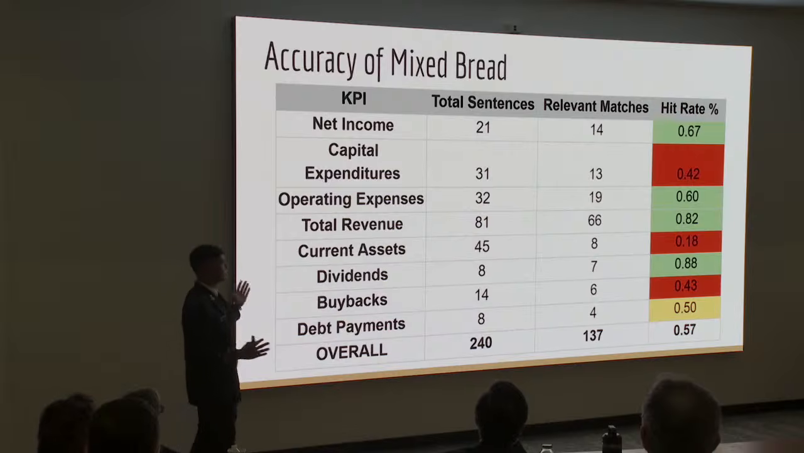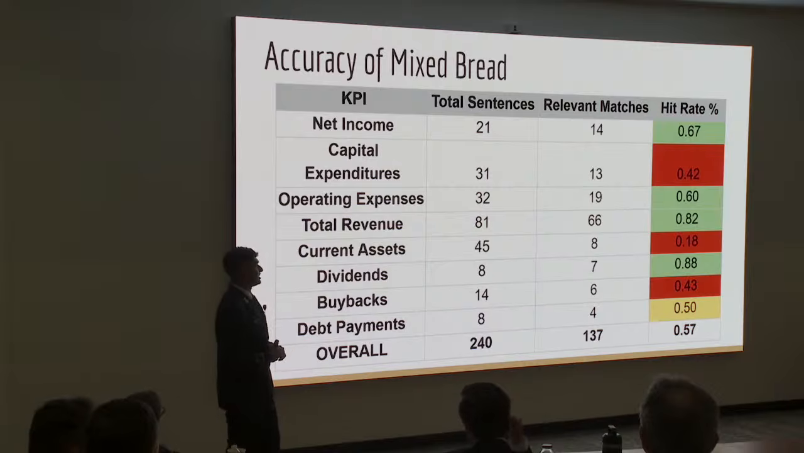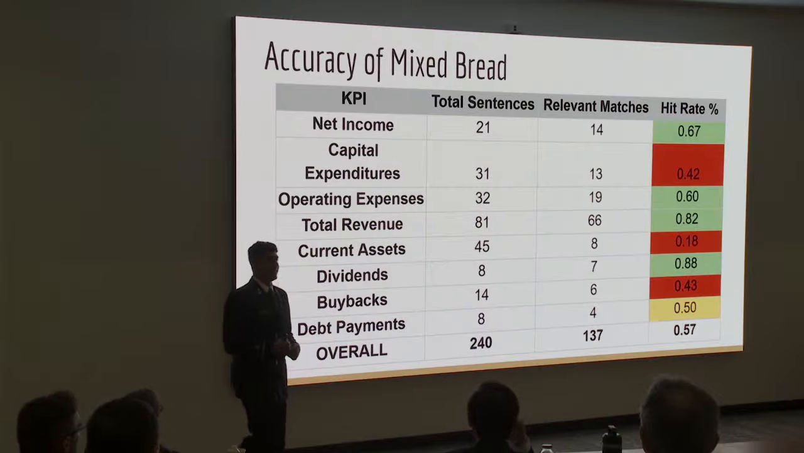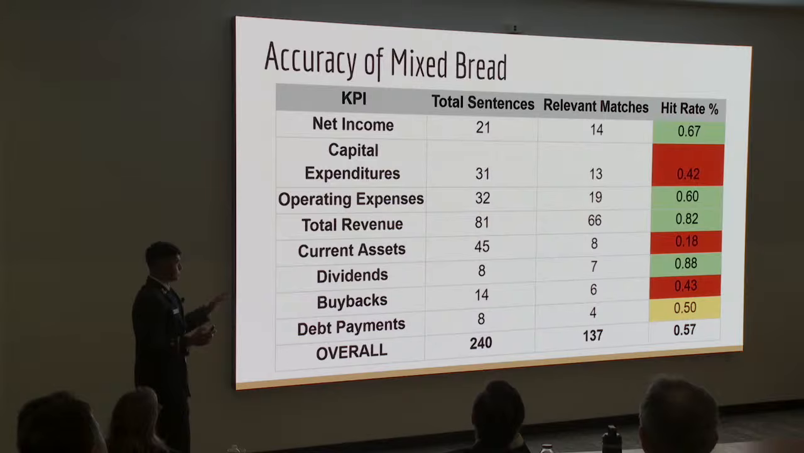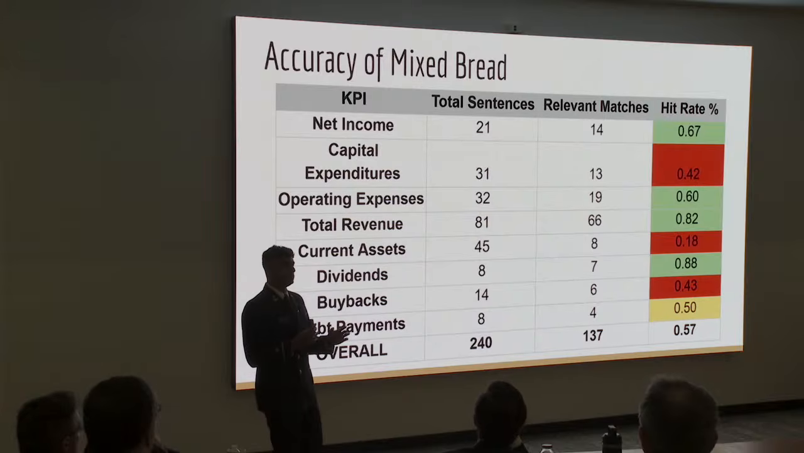Now, as you can see, for some of these key performance indicators like total revenue and dividends, we were really good. Current assets, pretty bad. And to be honest, with the 57% accuracy we had overall, we were pretty comfortable to move on.